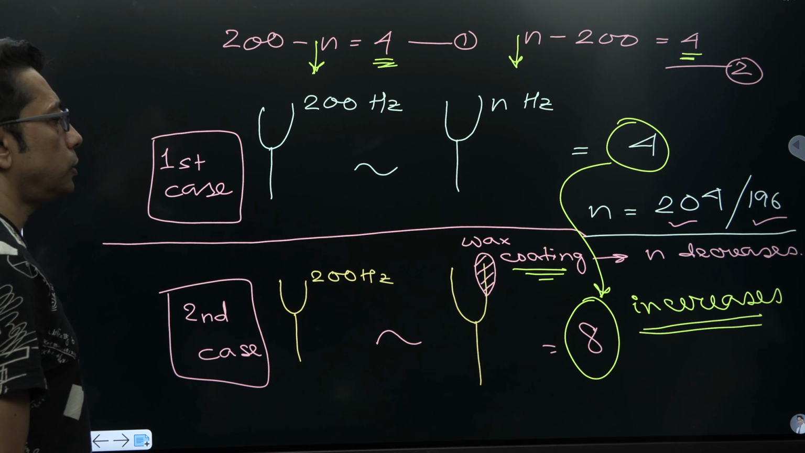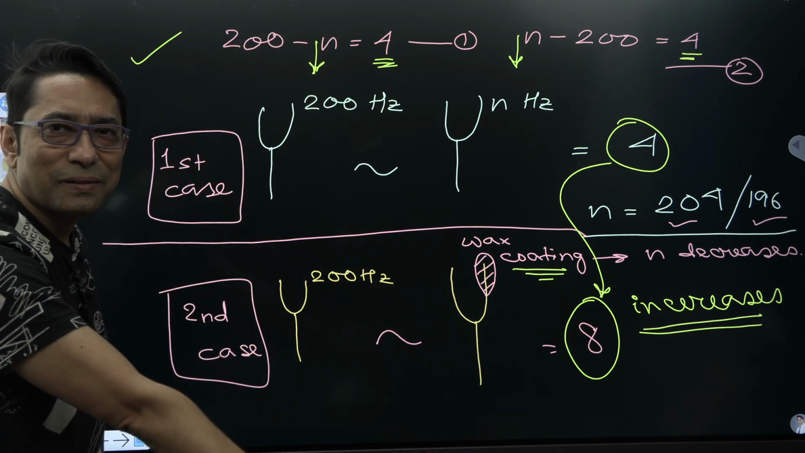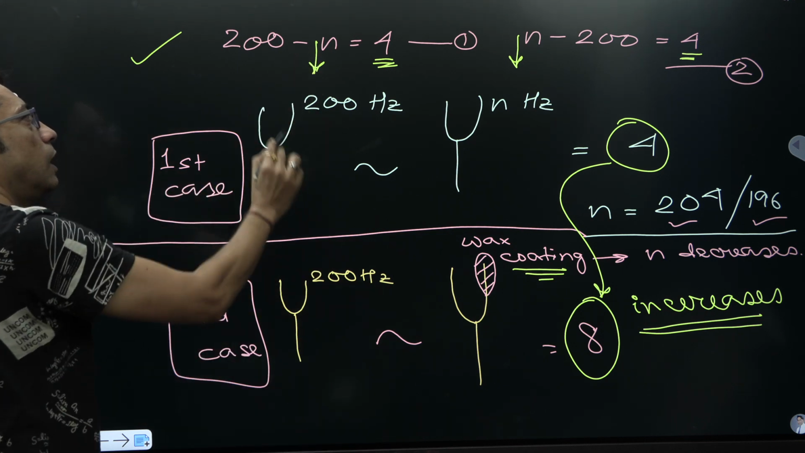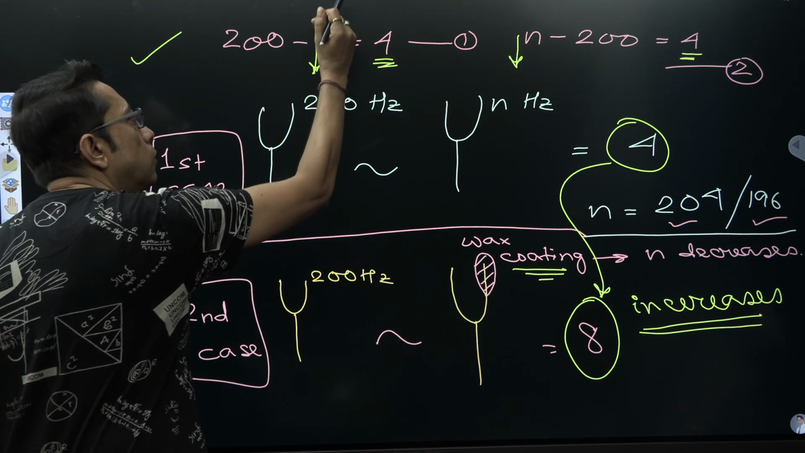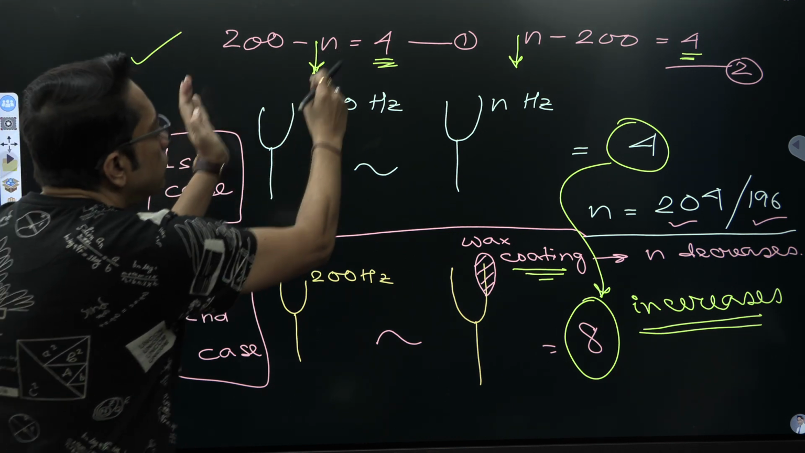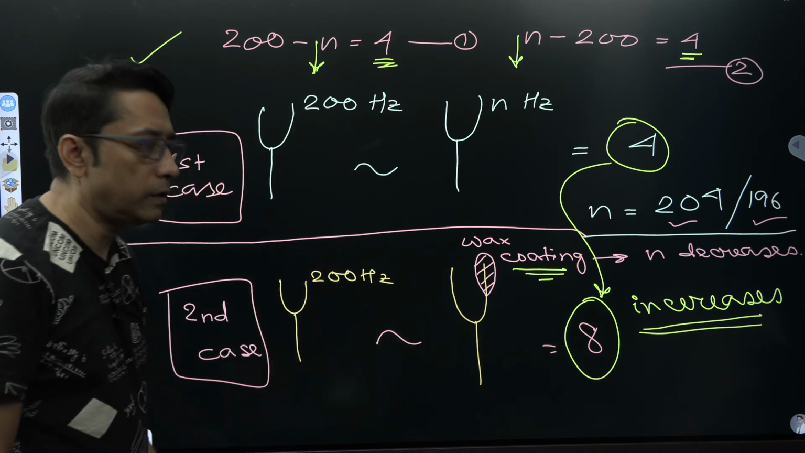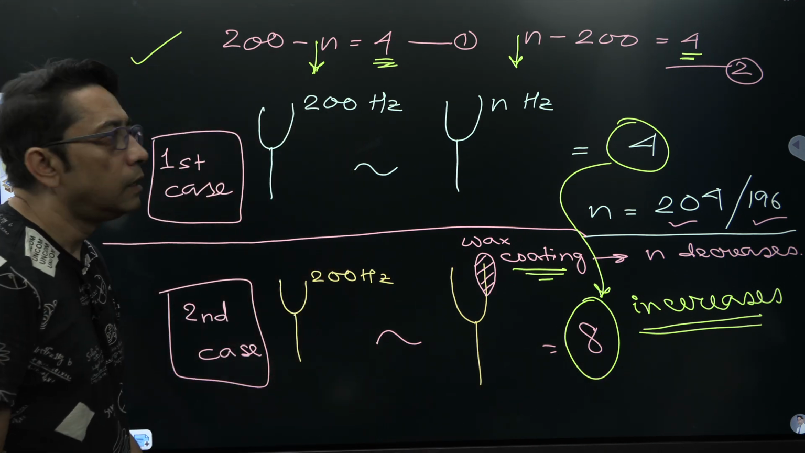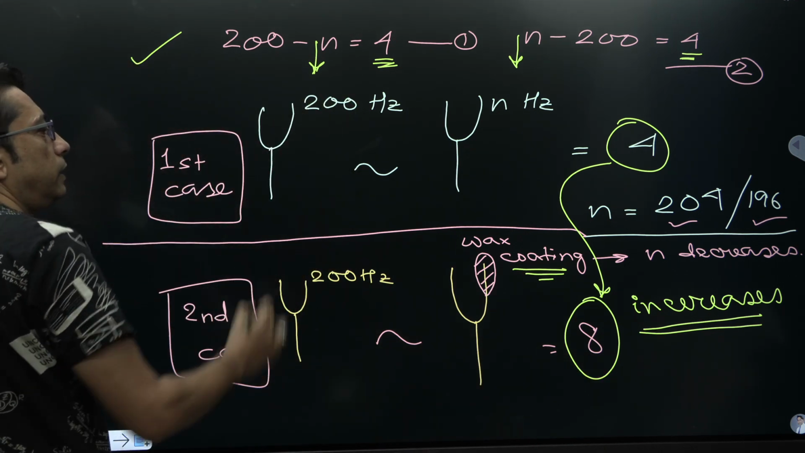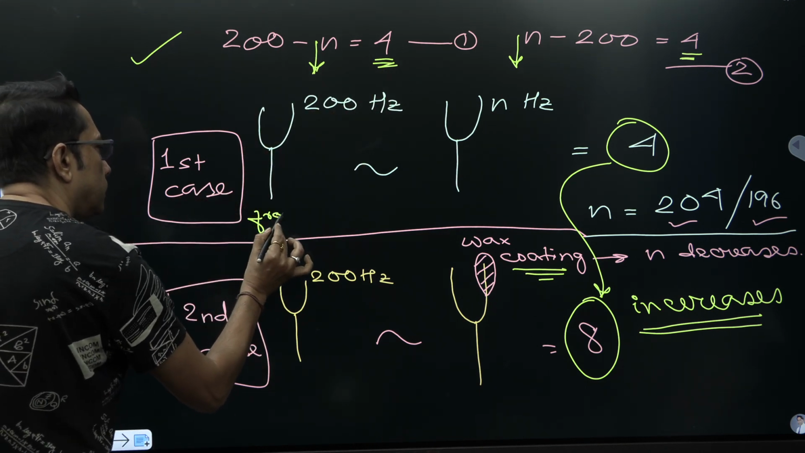So this is equation number 1. Correctly said. Equation 1, because if the value of n is decreased, the difference between 200 and n will further increase, and that has taken place. It has increased the difference. This symbol means difference.